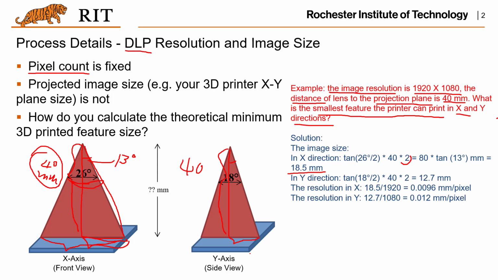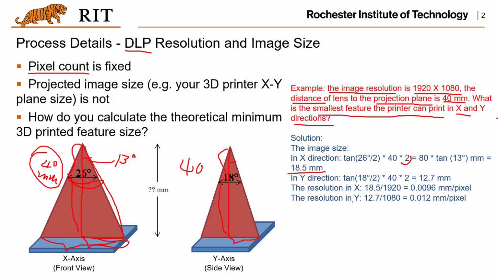Then you need to use the actual image size and divide it by the pixel numbers of the image. So in that sense, you have the dimension in x, and you have the pixel number in x, and you divide the actual image dimension in x by the pixel number in x. Then you have a resolution, which is the millimeter per pixel.